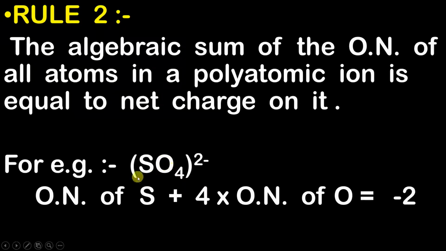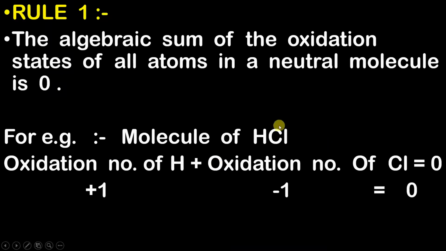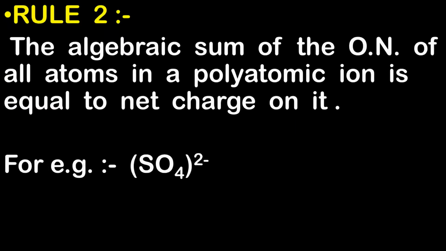Therefore, the oxidation number of sulfur plus the oxidation number of oxygen is going to be equal to -2. Why -2? Because the total charge on the polyatomic ion is -2. Whereas in our previous example, in HCl there was no charge. Can you see any charge over here? No. Therefore we have to take 0. So I hope you have understood rule 2 as well.